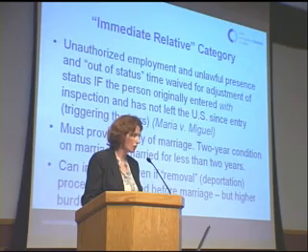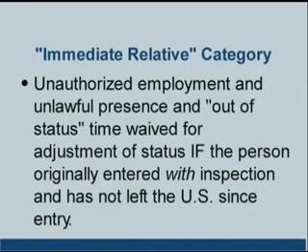That's it. So, now, to talk a little bit more about what they call the immediate relative category. That's the spouses, minor children, and parents of adult children. There are some very important safeguards or benefits of being an immediate relative. One is that unauthorized employment and unlawful presence, in other words, being out of status, so to speak, and all that is waived if the person originally entered the U.S. with inspection, meaning legally. All right, if the person initially entered legally, the fact that that person became out of status or had unlawful presence or worked unauthorized, all that is waived if they apply for immigration based on that sponsorship of their U.S. citizen relative.